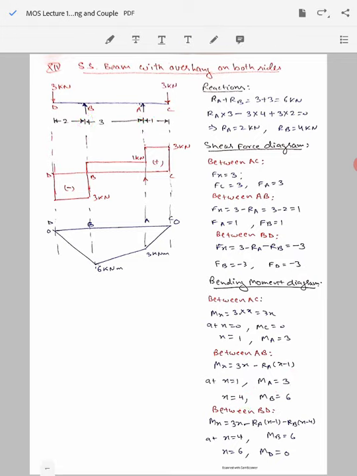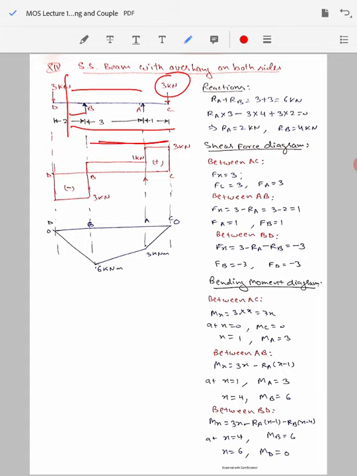Finally, for the span BD, you cut the beam between B and D, and now this is 3 into x minus Ra into x minus 1 minus Rb into x minus 4, because this distance is 4 meter, so this distance here will be x minus 4. So this gives you 3x minus Ra into x minus 1 minus Rb into x minus 4, which gives the value of bending moment at points B and D as 6 and 0.